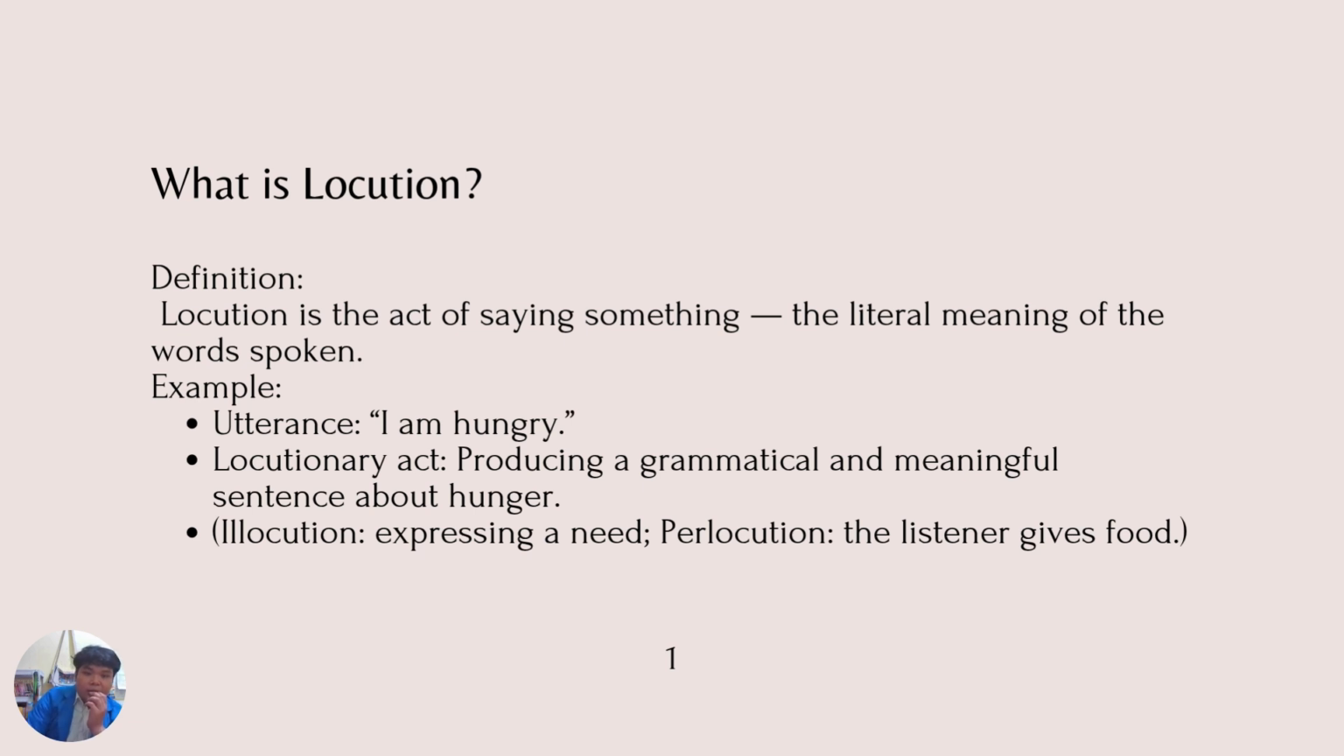Next, locution is the third material that I'm going to present. So the definition: what is locution? Locution is the act of saying something, the literal meaning of the words spoken. For example, the utterance "I'm hungry." The locutionary act is producing a grammatical and meaningful sentence about hunger. The illocution is expressing a need. When you need something, you just say it like that. And the perlocution is the listener gives food.